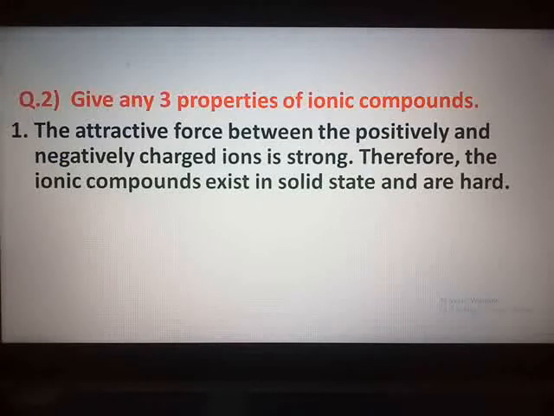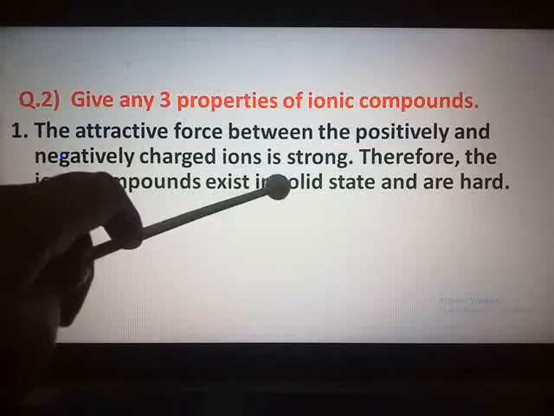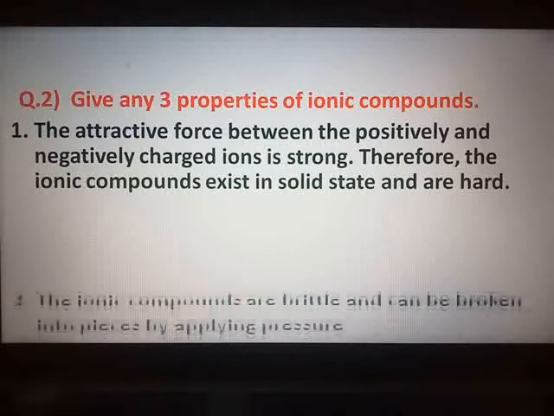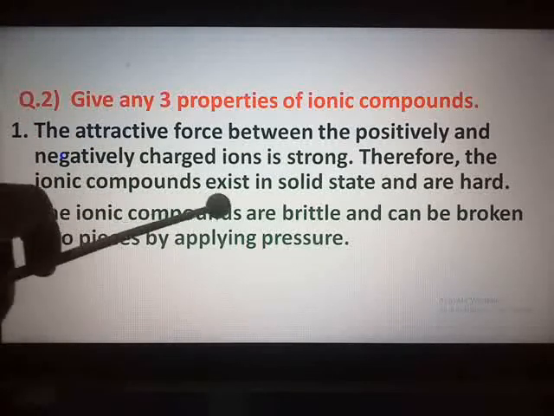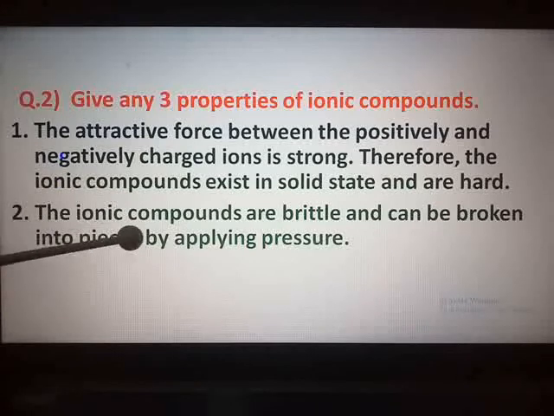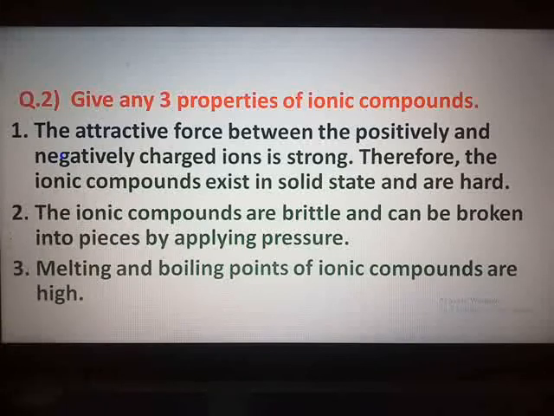So I will give you the marking. Point number 1: the attractive force between the positively and negatively charged ions is strong. Therefore, the ionic compounds exist in solid state and are hard. Number 2: the ionic compounds are brittle and can be broken into pieces by applying pressure. And the third one: melting and boiling points of ionic compounds are high. So these are the 3 properties of ionic compounds. And with this we complete the discussion of textual as well as the additional questions for this chapter.